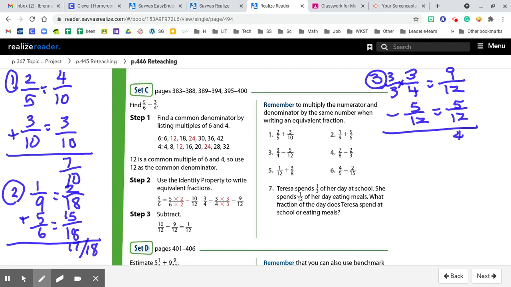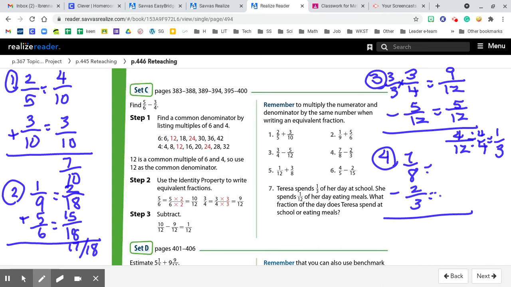Don't forget to follow your operation. This one is subtraction, and I know that 4 goes into 4 and 4 goes into 12, so I can actually reduce that to 1/3. Number 4, 7/8 minus 2/3. 8 times 3 is 24, and that is the first number that I will say when I count by 8s and count by 3s. So 3 times 8 is 24, so 2 times 8 is 16. 8 times 3 is 24, so 7 times 3 is 21. And when I subtract, I'll get 5/24.